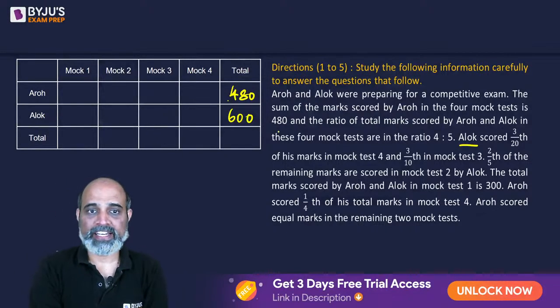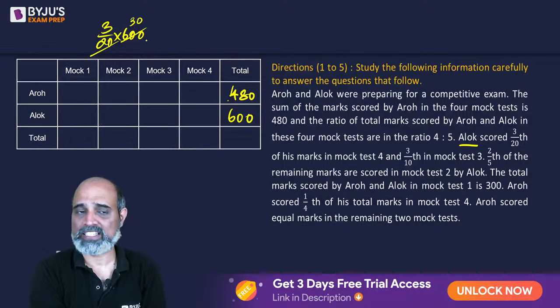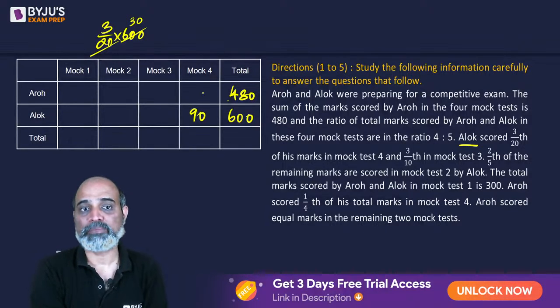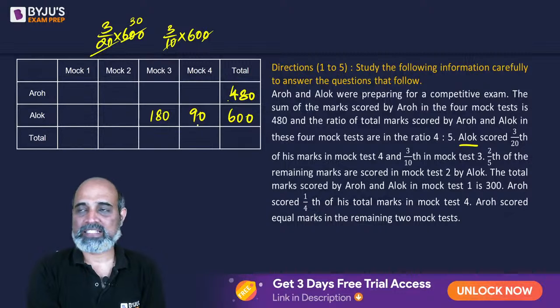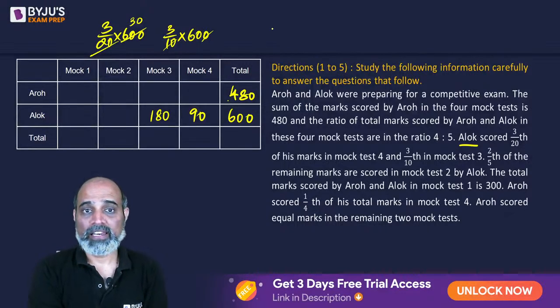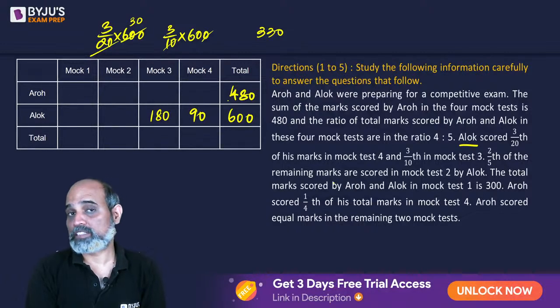So 3/20th of marks. So 3/20th of 600, which is going to be 20 into 30 is 600. So 3 into 30, that is 90 marks in mock 4. And 3/10th in test 3. So 3/10th of 600, which is going to be 3 into 60, which is going to be 180 in mock 3. So 180 plus 90 is 270. Leftover will be 330.